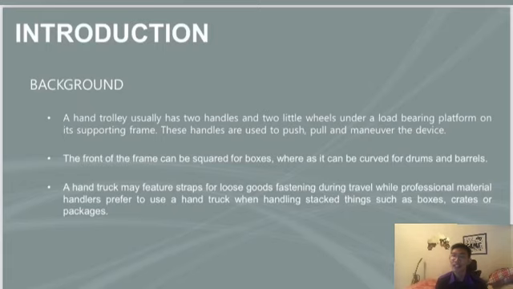A hand trolley usually has two handles and two little wheels under a load-bearing platform on its supporting frame. These handles are used to push, pull, and also maneuver the device. Second point, the front of the frame can be squared for boxes, whereas it can be curved for drums or barrels. Third point, a hand truck may feature straps for fastening loose goods during travel, while professional material handlers prefer to use a hand truck when handling stacked things such as boxes, crates, or packages.